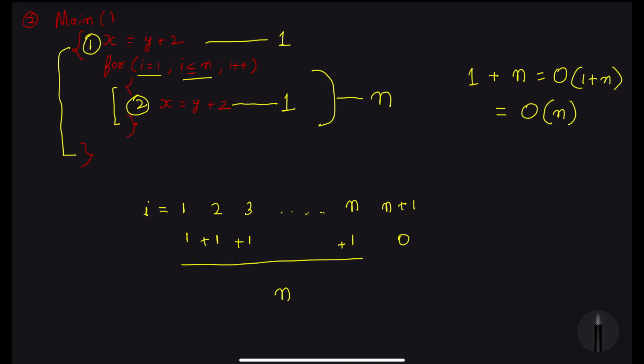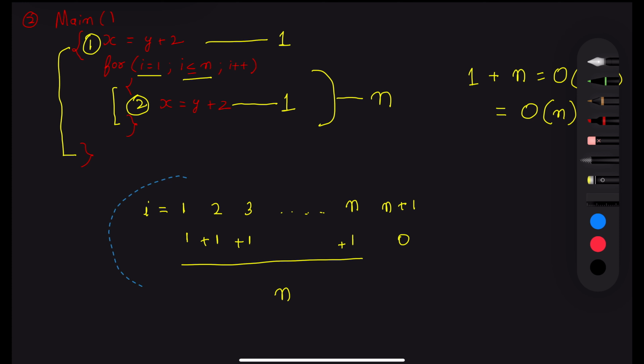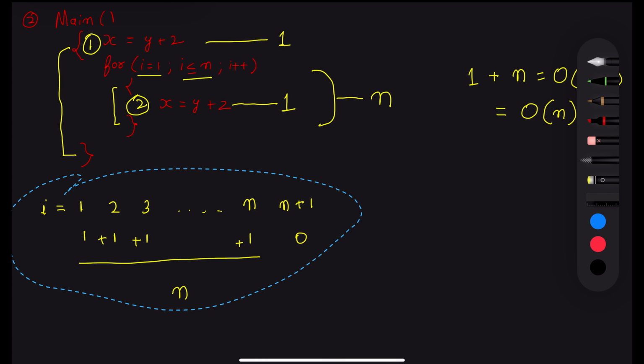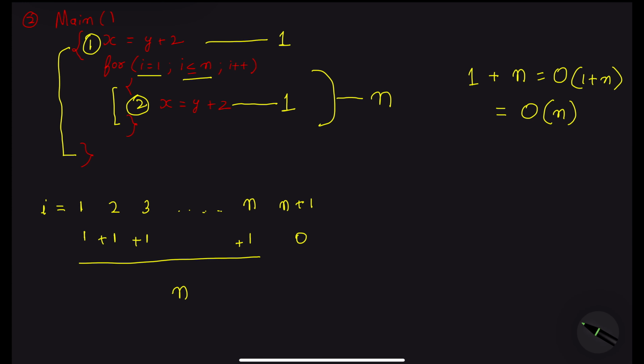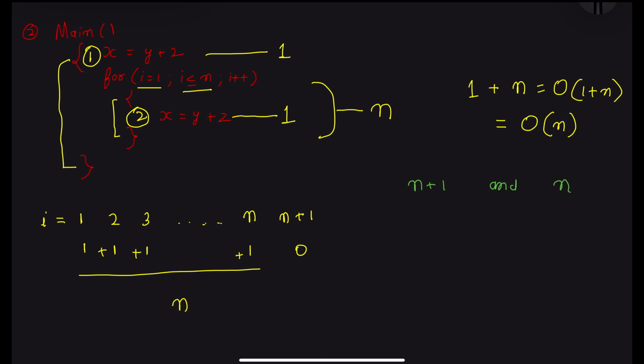Let's see why we have ignored 1 in n plus 1 and consider only n. So before that, let me make some space. If we compare n plus 1 and n, first take the value of n equal to 1. So n plus 1 will become 1 plus 1, which is 2. When we compare those two values of n and n plus 1, n plus 1 is double n.